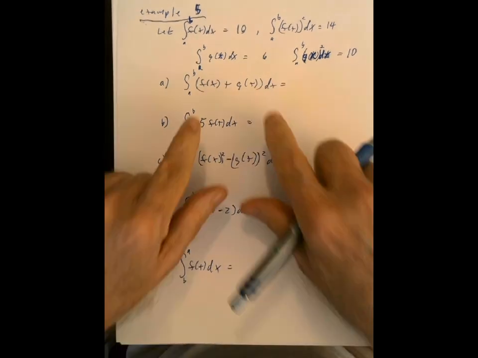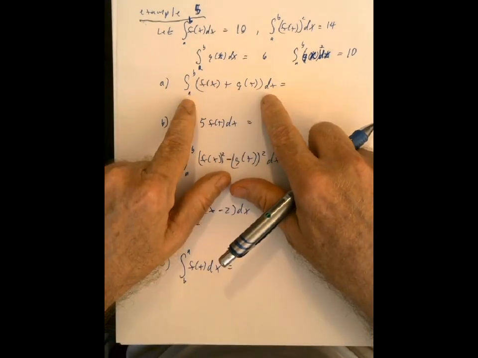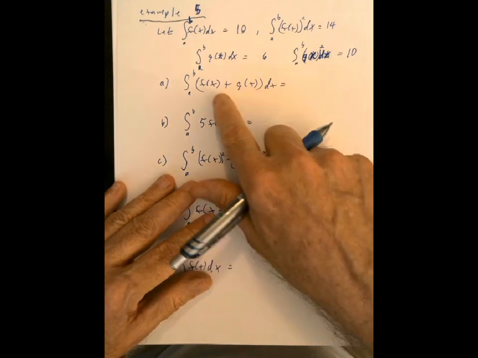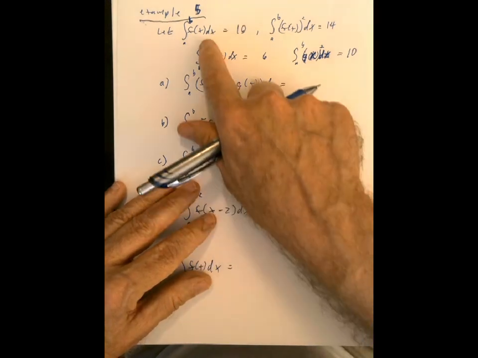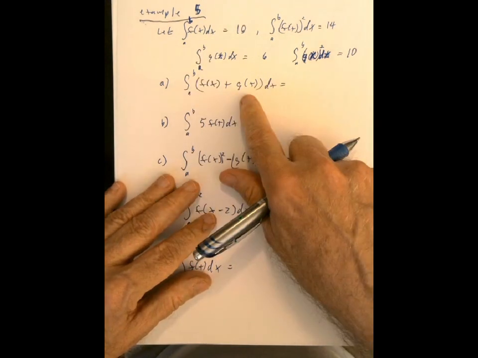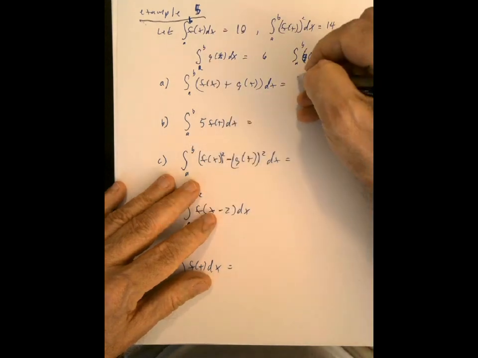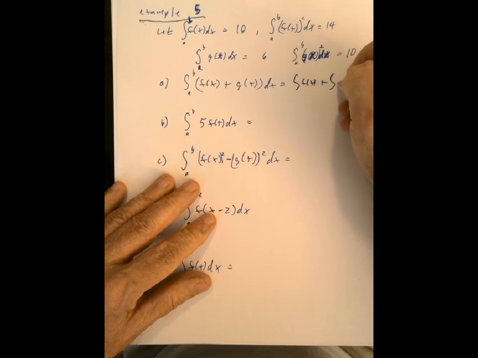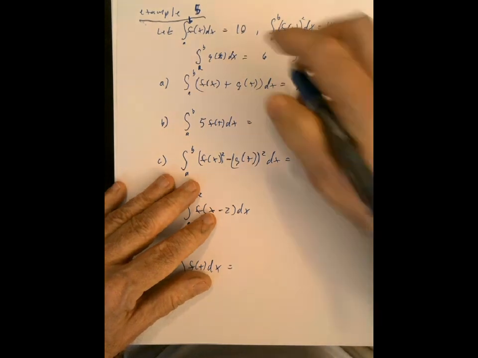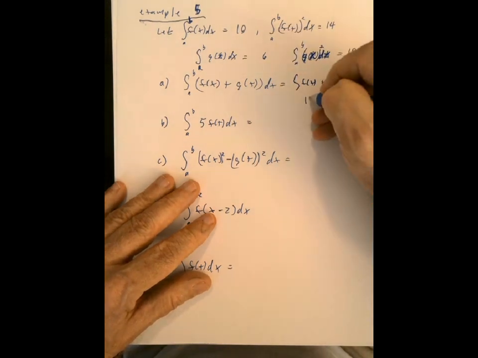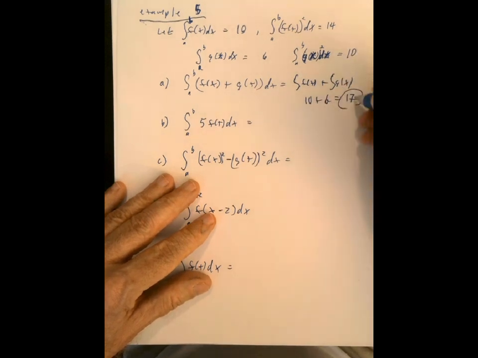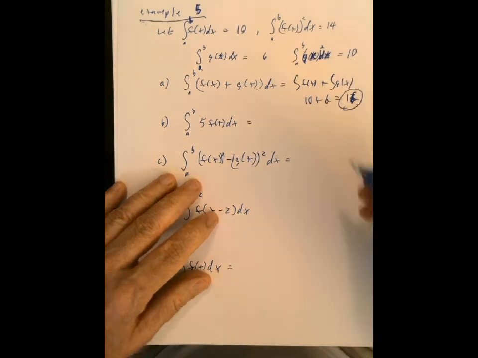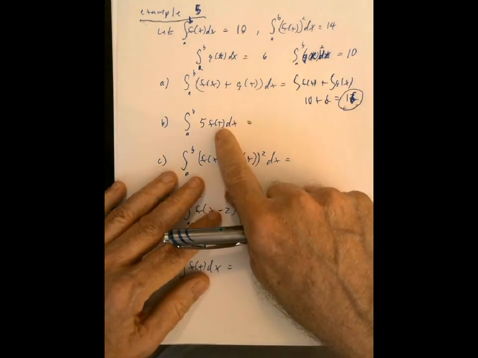So what would this be? What would we get if we combined the integral of f of x from a to b with the integral of g of x from a to b? Well, that's equal to the integral of f of x plus the integral of g of x separately, you understand. So that would be equal to 10 plus 6, which is 16. Yeah? Not 17.